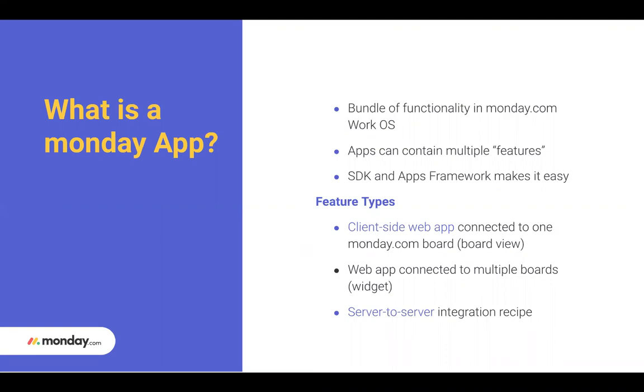On top of that, you can also create integration and automation recipes, and these are server communication. You basically implement the logic of an integration or an automation. For example, if something happens in another tool, you create an item in monday.com and you keep it updated. Or if something happens in monday.com, you update your super special CRM with that information. This is all server-to-server communication, and our SDK allows you to implement that in an easy way.